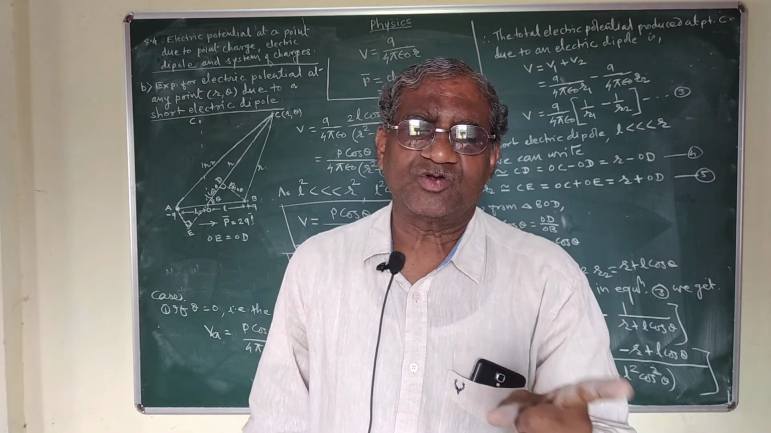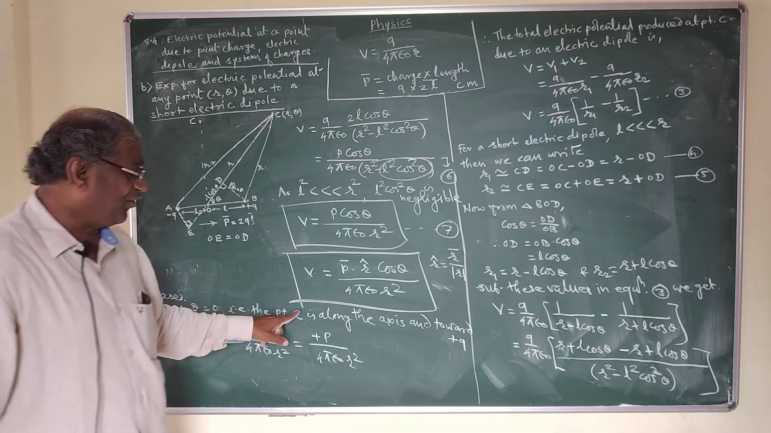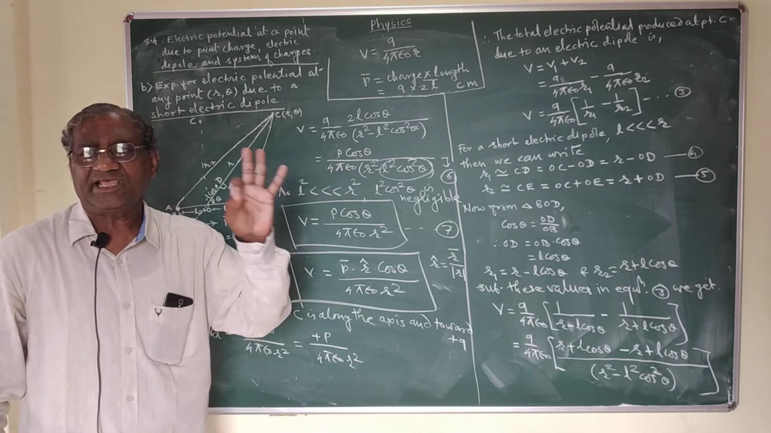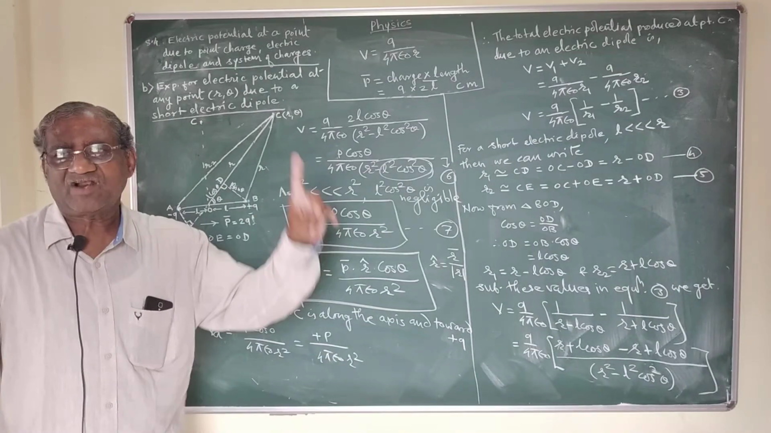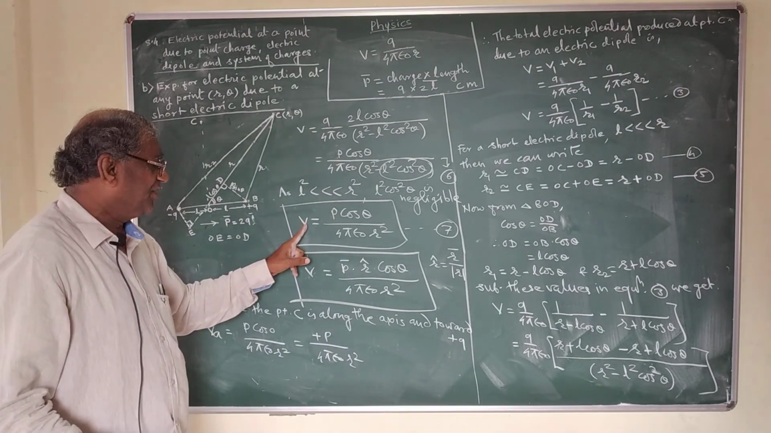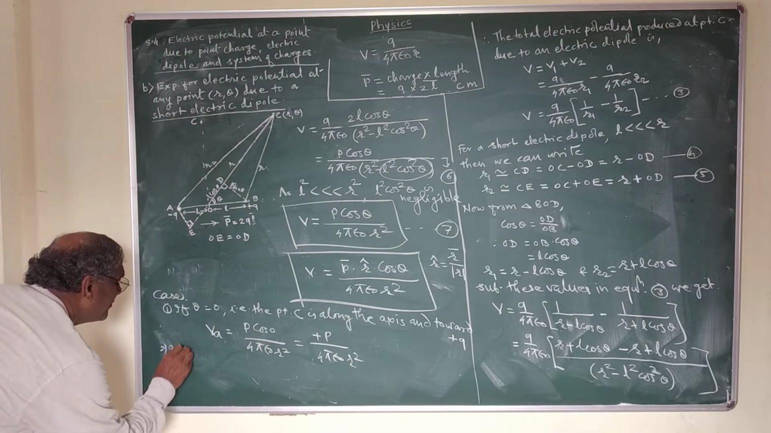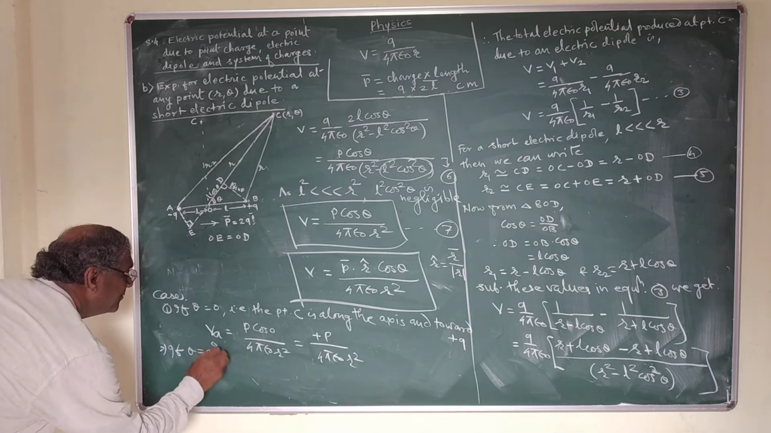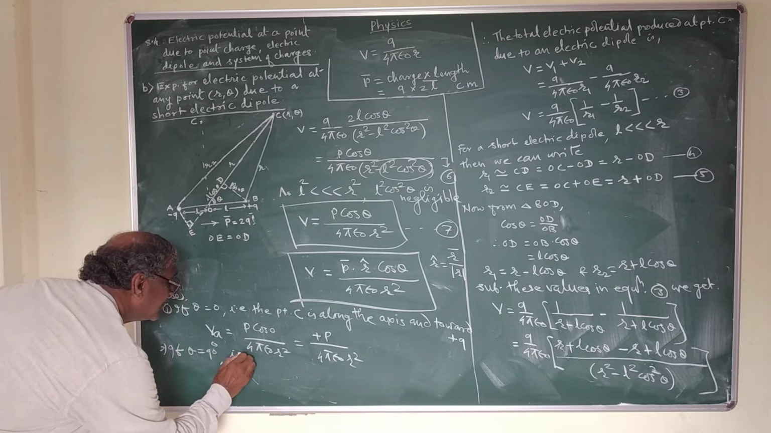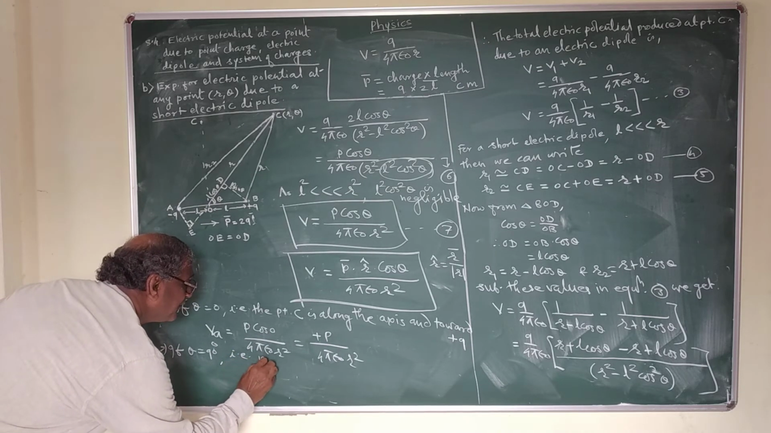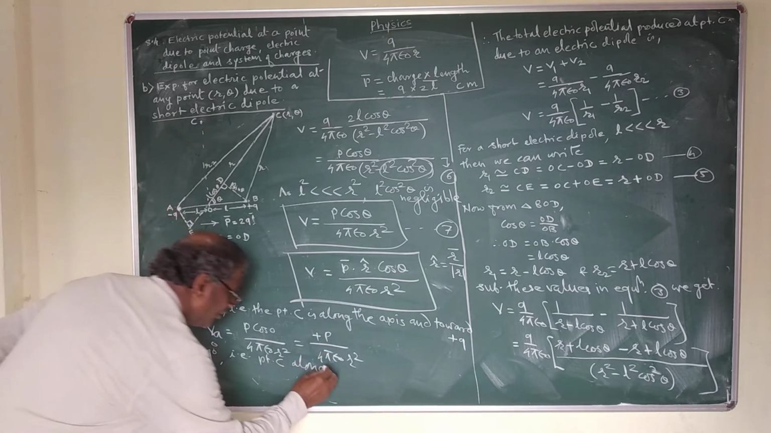And if theta is equal to 90 degree, the second case, that is, the point C is situated along the equator of the dipole, then how much is the electric potential produced at that point? That is the second case. If theta is equal to 90 degree, that is the point C is along the equator.